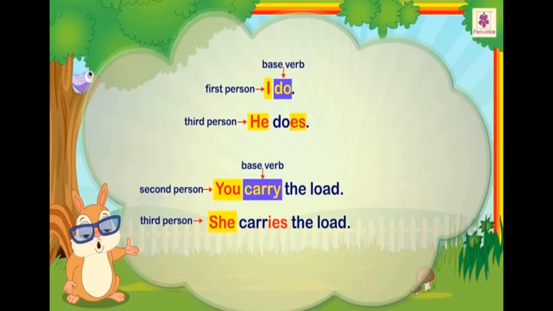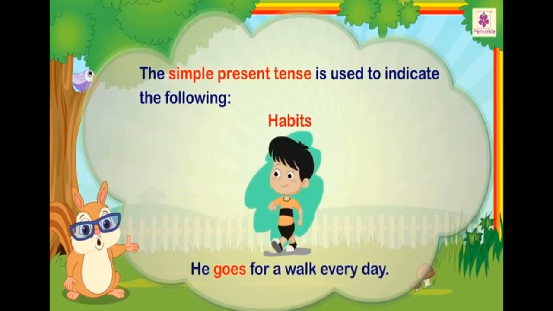In these sentences, I and you are the first and the second person. He and she are the third person. Do is the base verb. Carry is also the base verb. So, with the third person he, we have used es. And with the third person she, we have used ies.